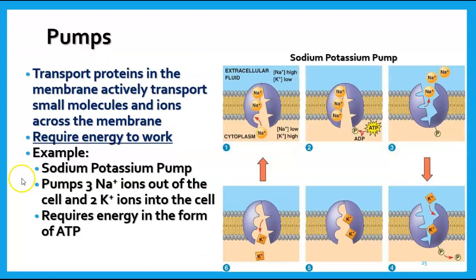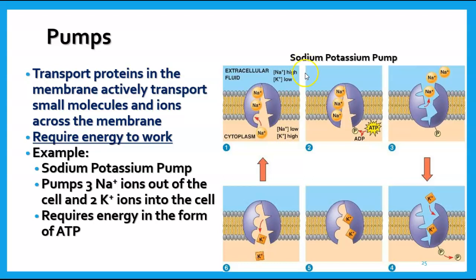There are some of these proteins that are called pumps. They're transport proteins that actively transport small molecules and ions that require energy to do the work. An example of this is something called the sodium-potassium pump. The sodium-potassium pump is needed to maintain the concentration of sodium and potassium ions across membranes like muscle cells and nerve cells that have to maintain a difference in charge between one side and the other.